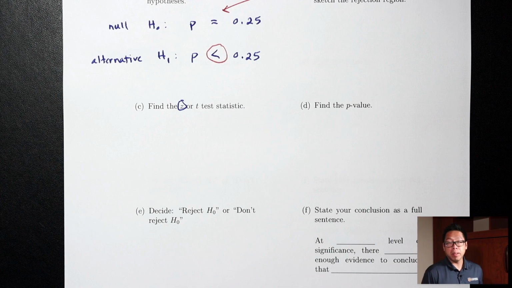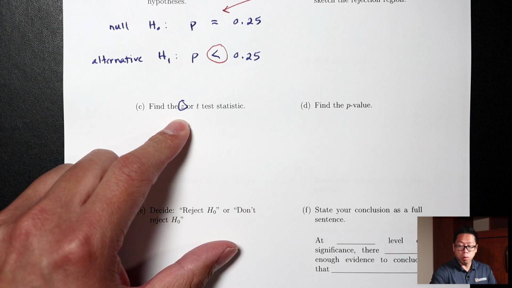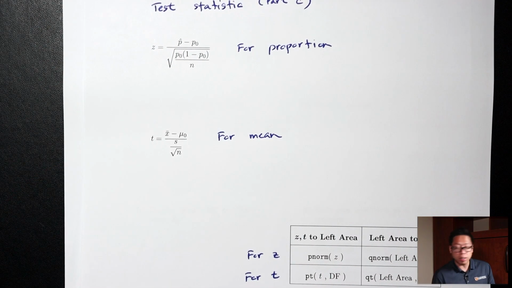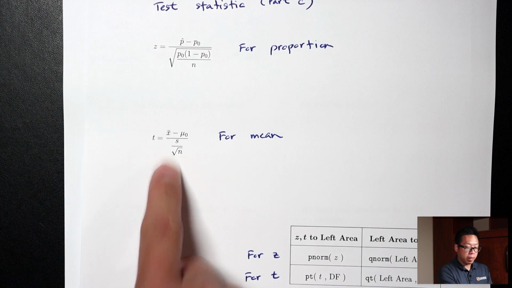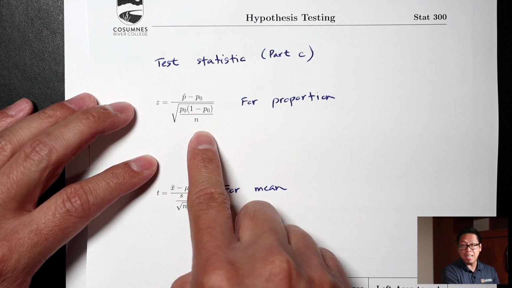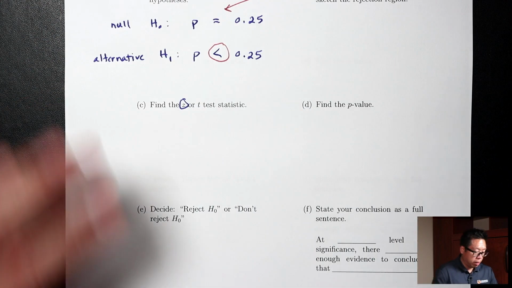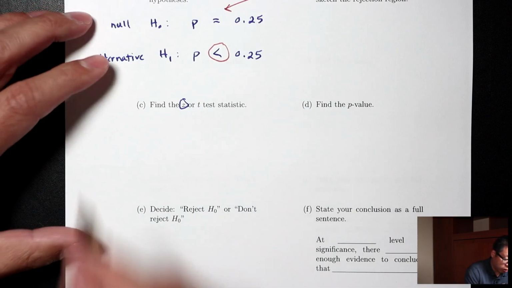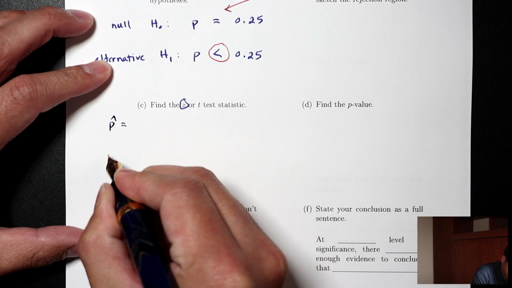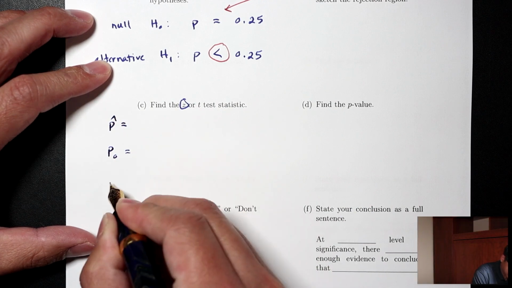Back to part C. This is a proportion question, and we said for proportions, we're going to be finding Z. So we'll be using the first formula on the formula sheet. If this were a mean question, you would be using the second formula. The first formula has a P hat, a P0, and an N. So what are these letters? We need to find a P hat, a P0, and an N.